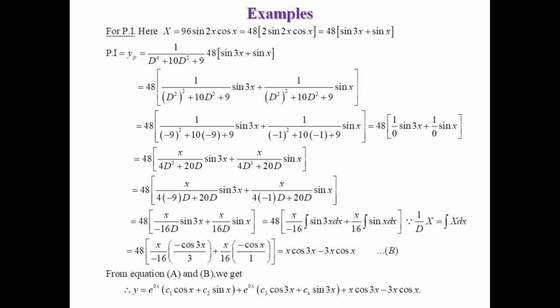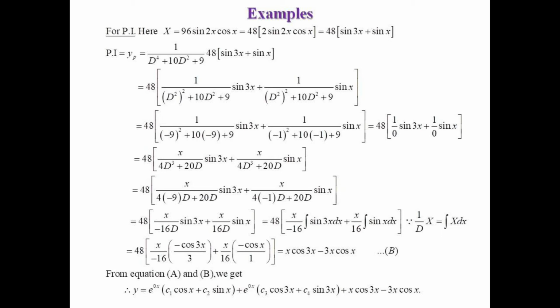In the second term, comparing sin of ax with sin of x, the value of a is 1. Replacing d square by minus 1 square, we get this type of denominator. If we simplify the first term denominator, we get the value 0. After getting 0 in the denominator, we attach x on the numerator and take the derivative of the denominator.